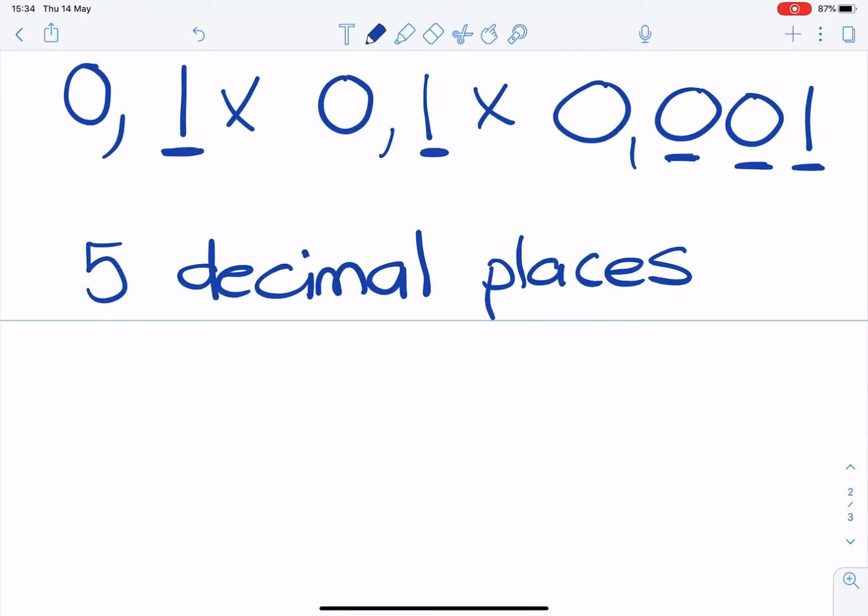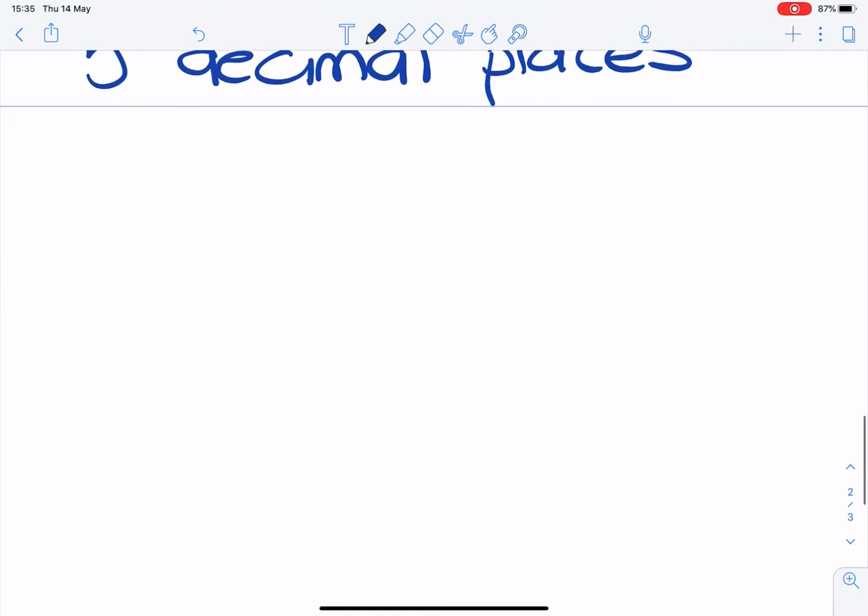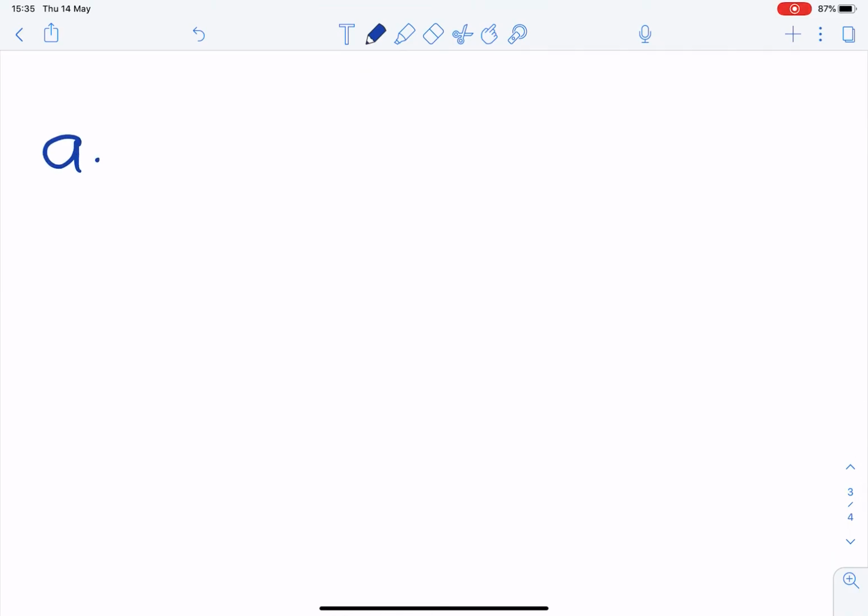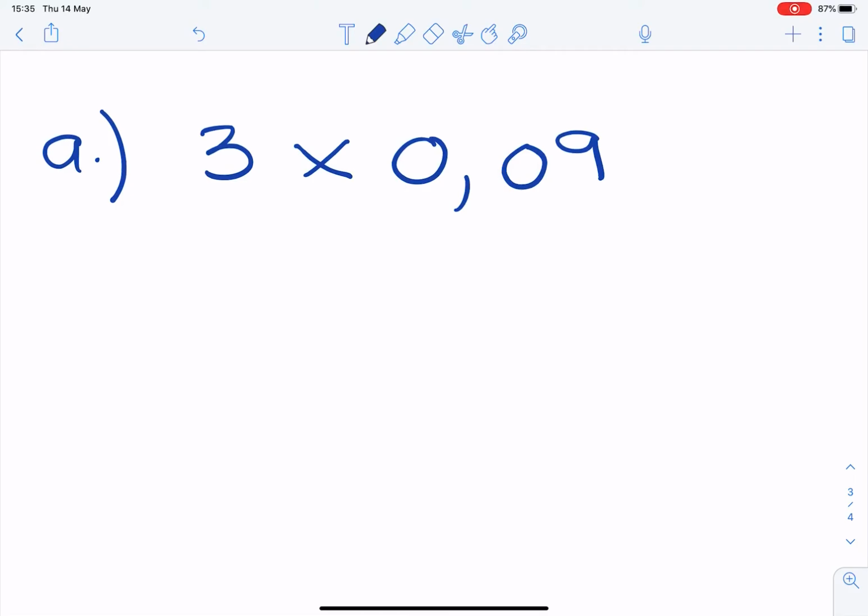Question 3 is asking you to find the products. So let's look at a question from question 3. Let's look at A. 3 times 0,09. Now I'm going to show you a shortcut which you will find at the top of page 119. If you ignore the zeros and the decimals for the moment, and you just say 3 times 9, which is 27.